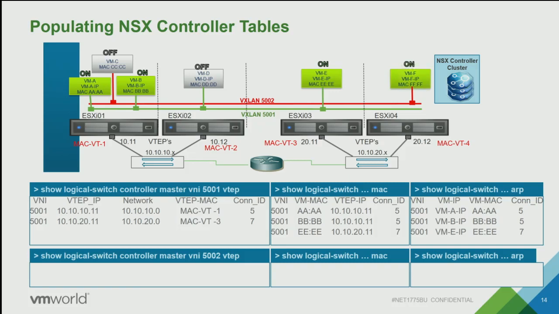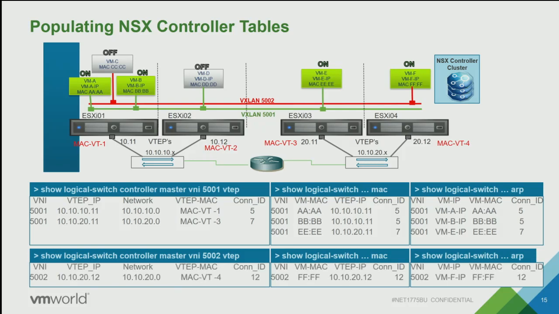Let's turn on VMF. Now VMF is on host 4. How many entries would I now see in this 5001 VTEP table? 2 or 3, show of hands, 2 or 3? I'm getting a bit of both, drum roll.